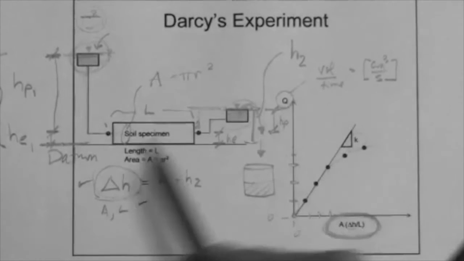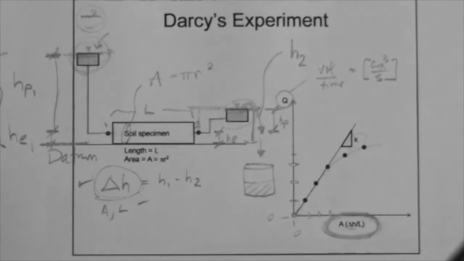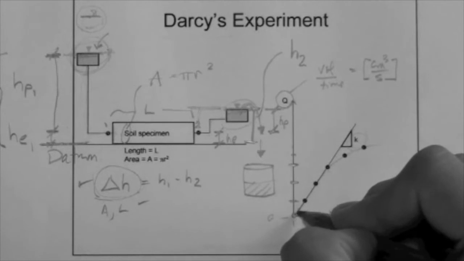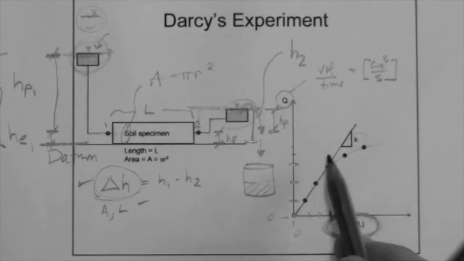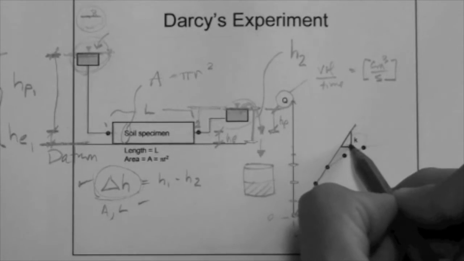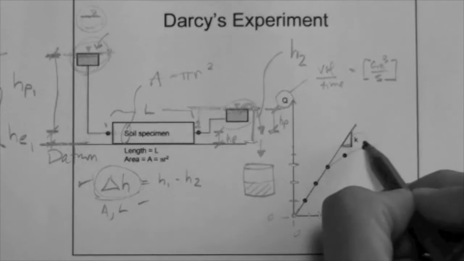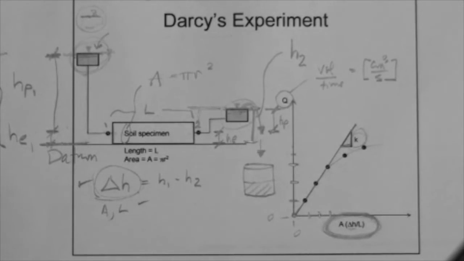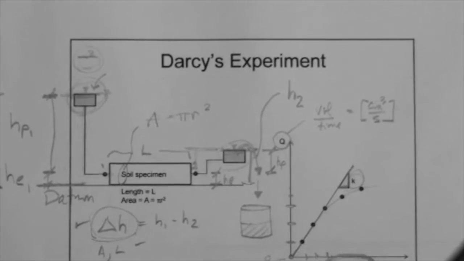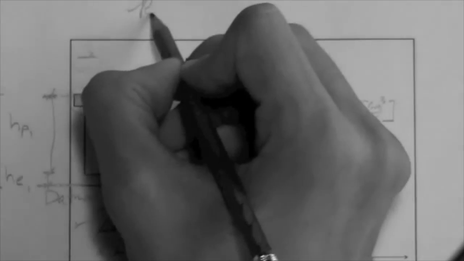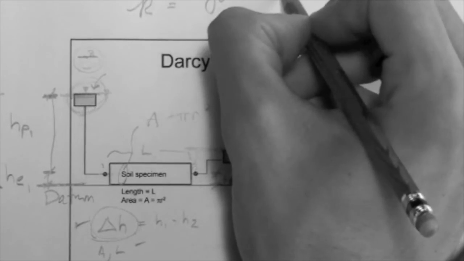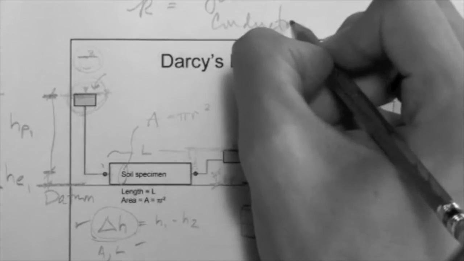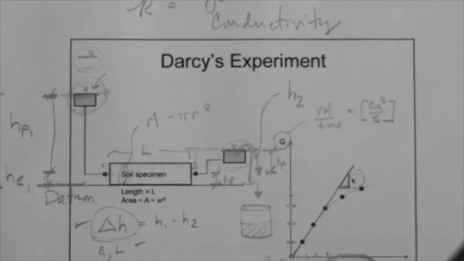This is for one soil. Remember, we didn't change the soil. Okay? And then he says, okay, I'm going to draw a straight line through the data at the initial portion of the curve, and the slope is going to be called K. Okay? And K is what we call the hydraulic conductivity. And you'll see it in the next slide.